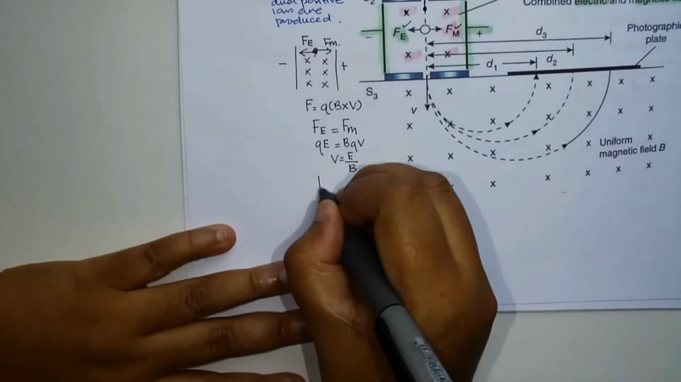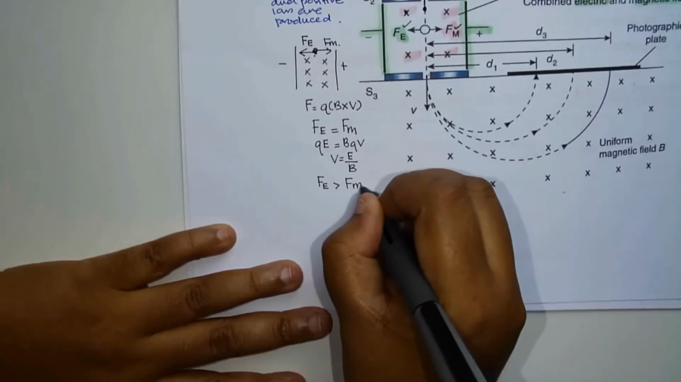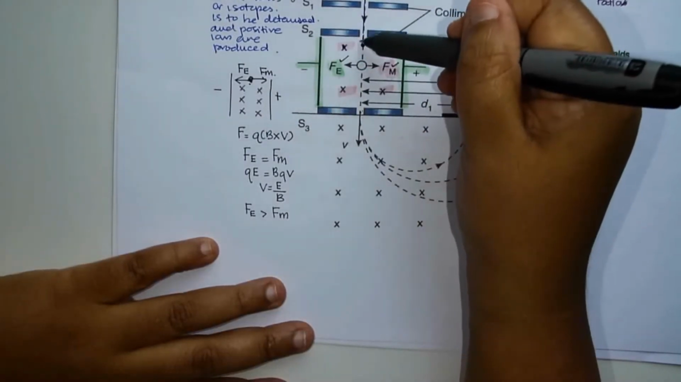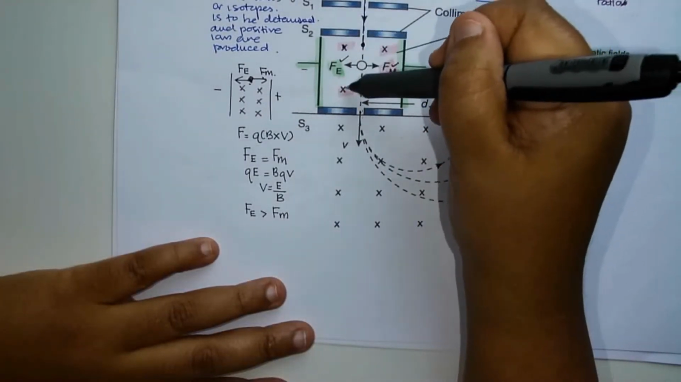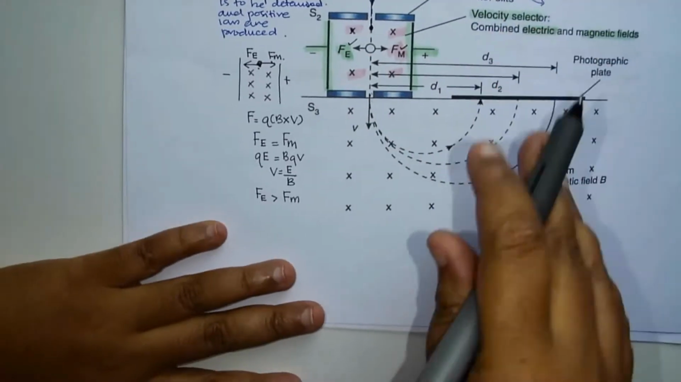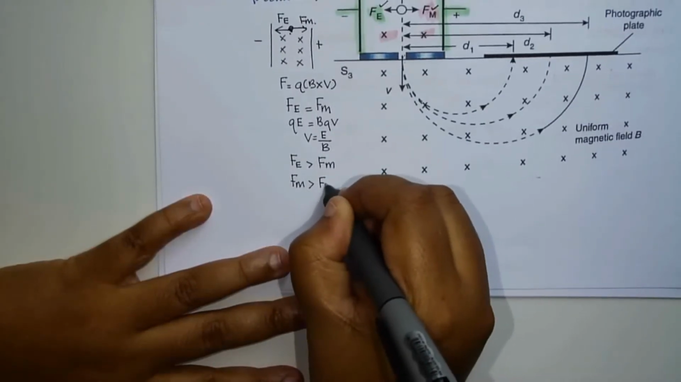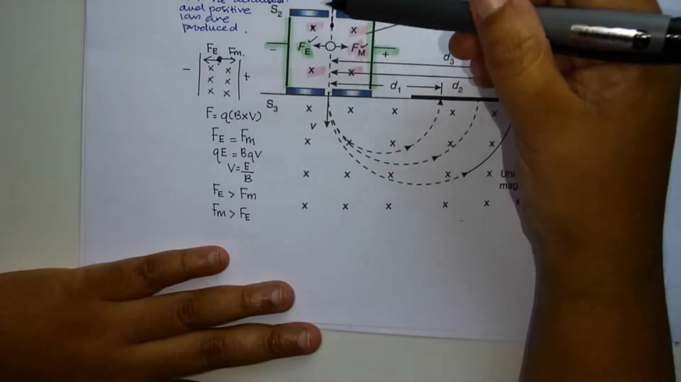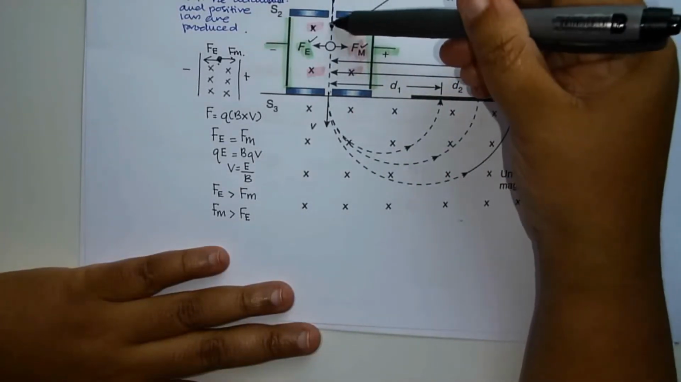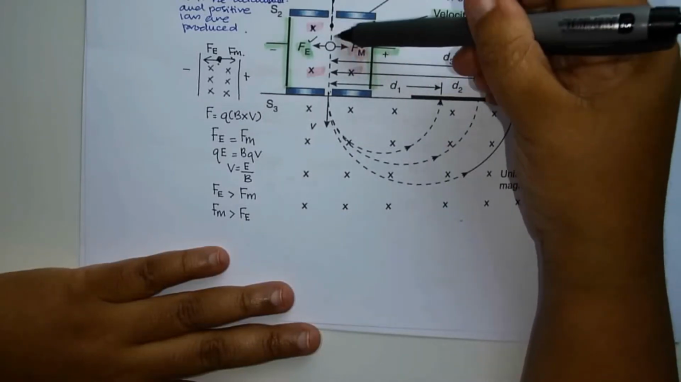If Fe is greater than Fm, the positive ion will move in this direction, performing a parabolic path. But if Fm is greater than Fe, the positive ion will move in this direction, which is a circular path.